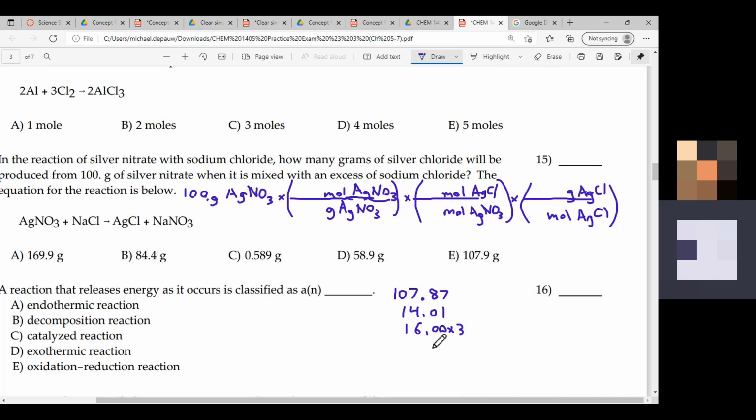So that basically is going to give you, if you add all those up, well, 16 times 3 is 48, plus 14 is 62. And then you're going to add that, so 62 plus 107.87, that's going to give you 169.88. If you add that up in your calculator or in your head. And that's what you get, right, if you put it in your calculator? Okay. So that means this is going to be 169.